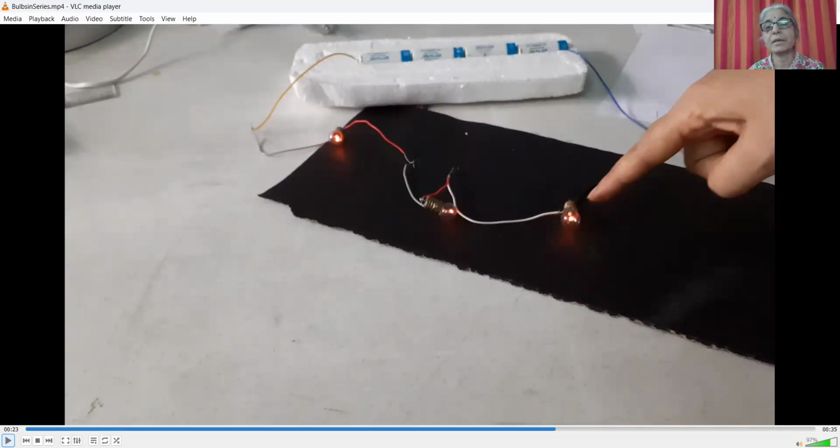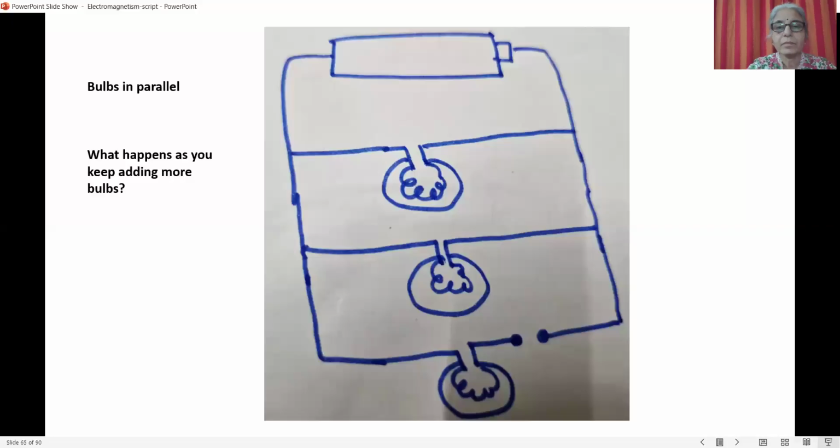If you add more and more bulbs, the energy consumed increases. So the load on the battery increases, the current decreases, and so the bulbs become fainter. We can also connect bulbs in parallel like this.